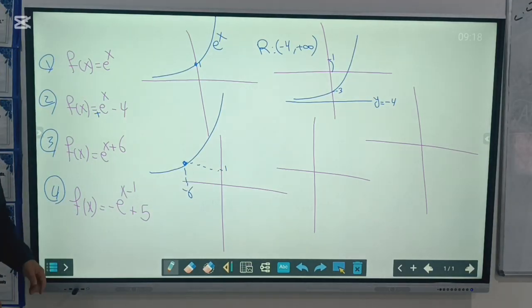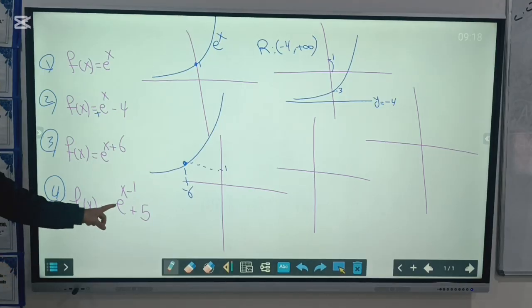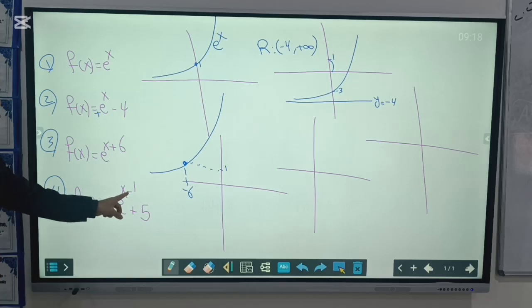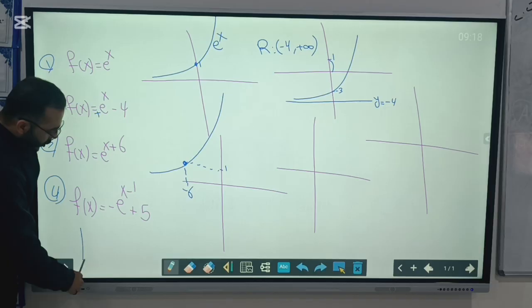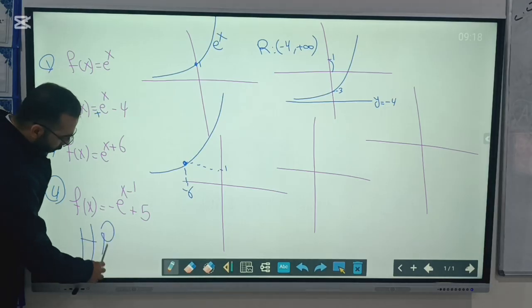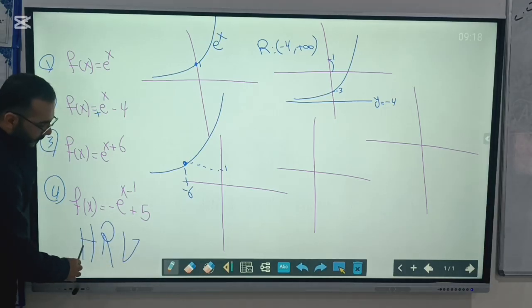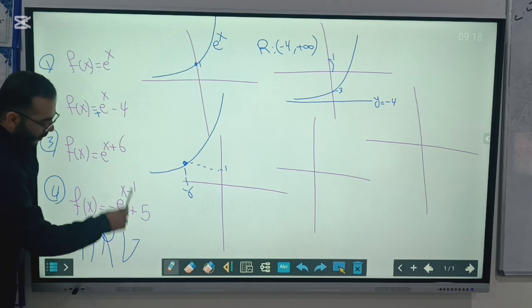How about the last one? The last one is very important. So everything is over here. We have reflection, we have horizontal transformation, and we have vertical transformation. As a suggestion, go in this order: H, R, V. Horizontal first, then reflection, then go vertically.